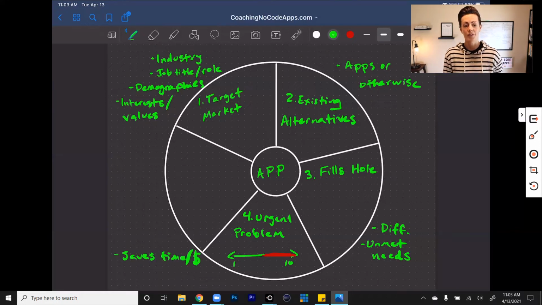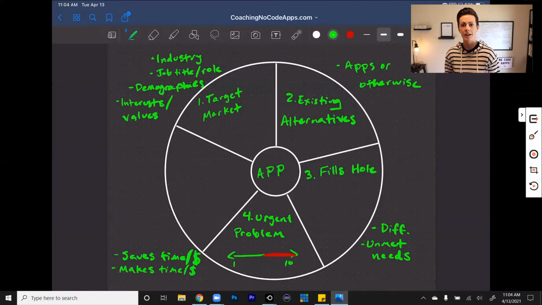Okay, if your app saves someone time or money, whether it's business related or focused on consumers, that naturally is going to put it a notch up on the urgency level. Okay, if it makes someone time or money. So let's say your app is geared at businesses to help them increase their lead flow or something like that. Well, you're helping them make money. Let's say your app is helping businesses streamline their operations. You're helping them save money.